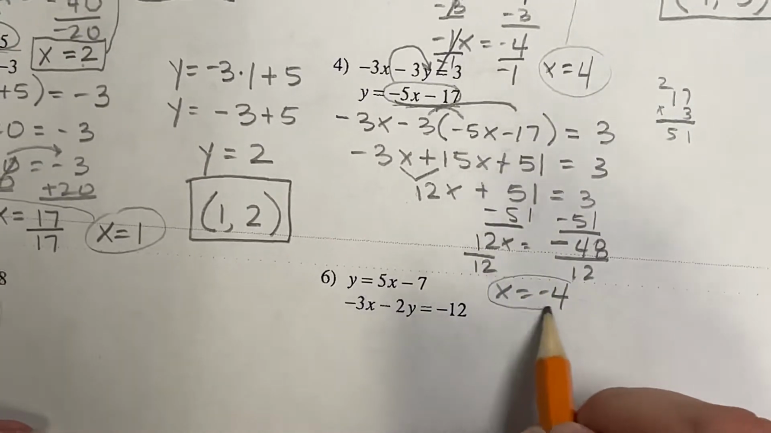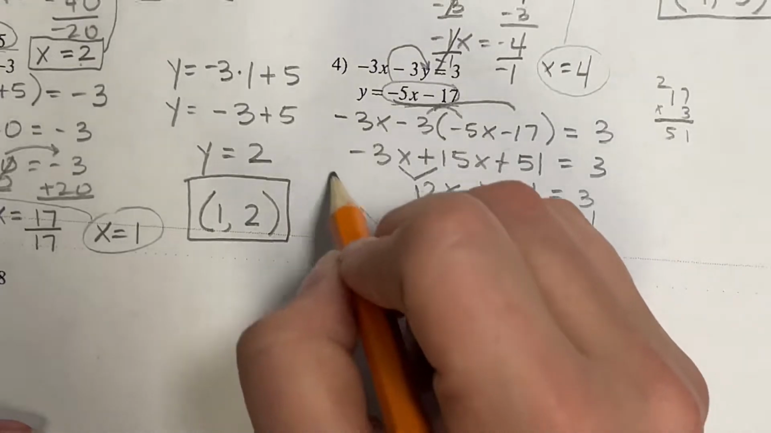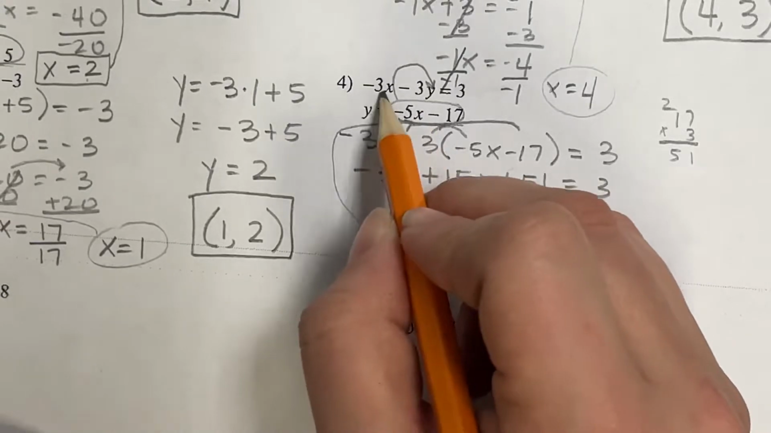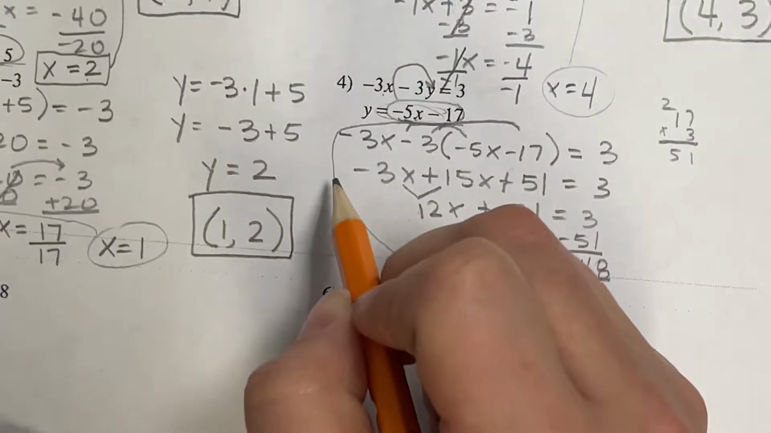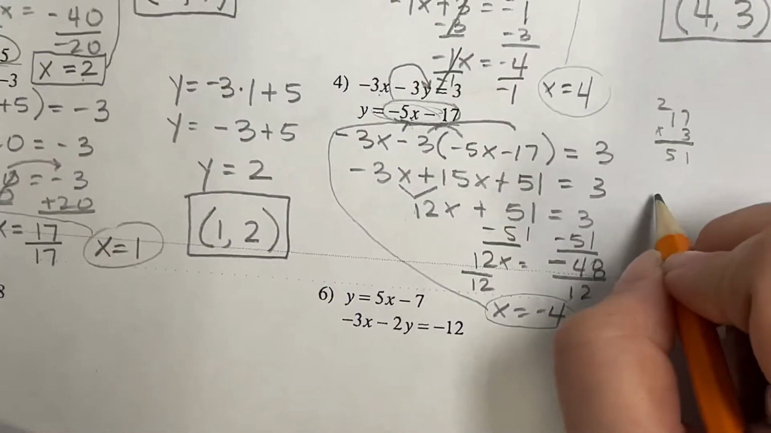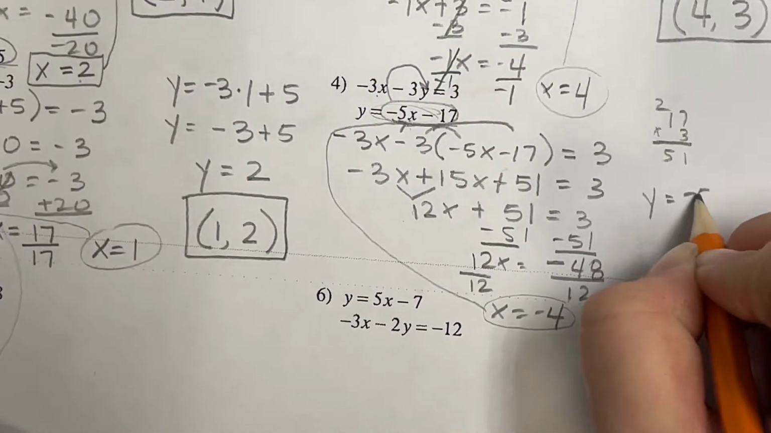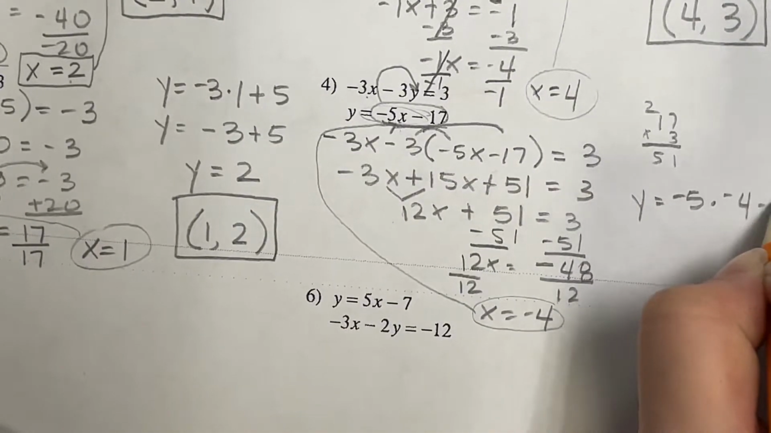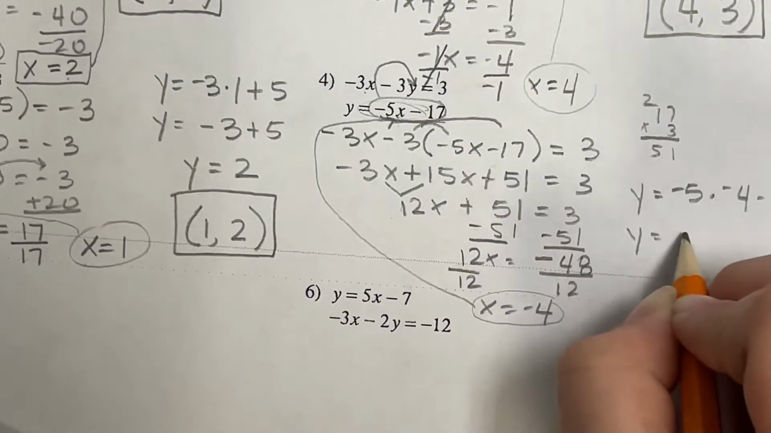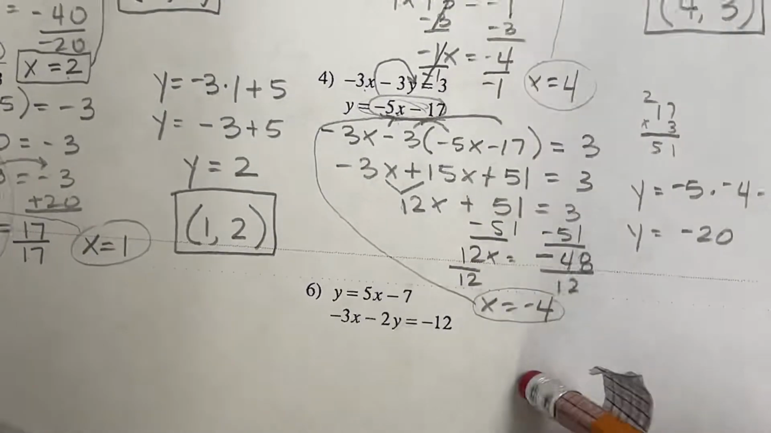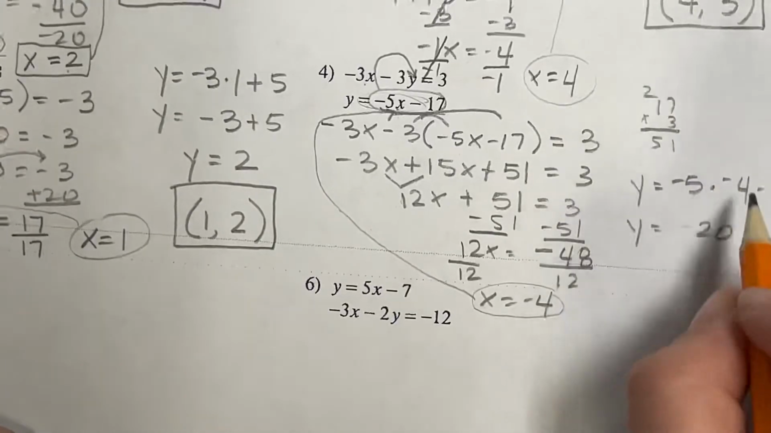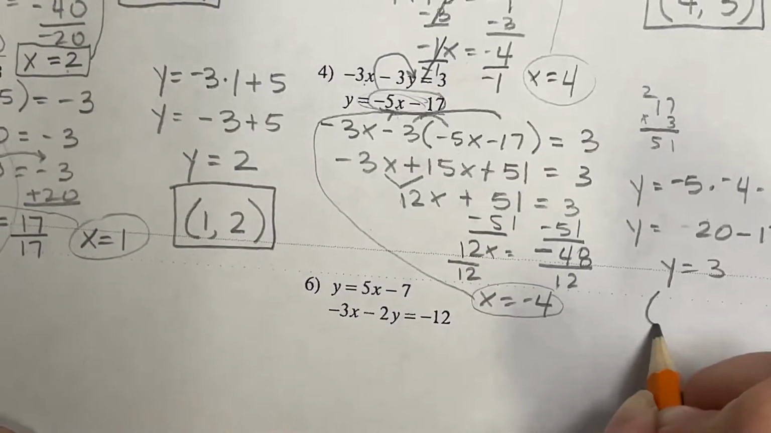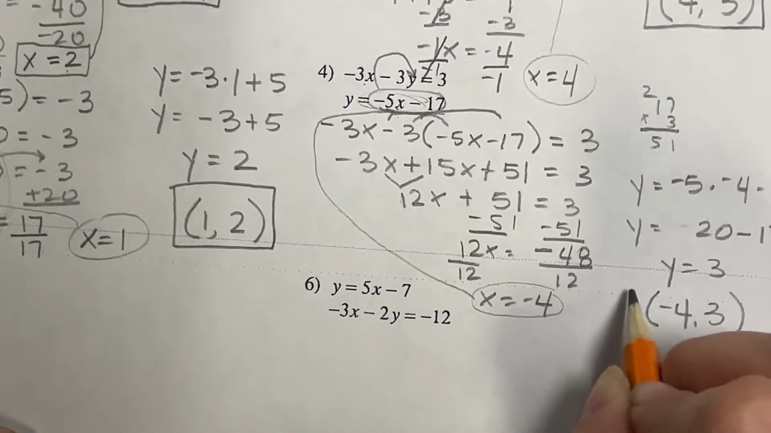Take that negative 4 and plug it back into one of the equations. It does not matter which one you plug it into. You can plug x into this one or this one. I just think this one looks a little easier, so I'm going to choose the second one. So instead of y equals negative 5x, I'm going to write y equals negative 5 times negative 4. That will be negative 20, actually positive 20 because negative times negative, minus 17. Well, that's 3. And we write it as an ordered pair.